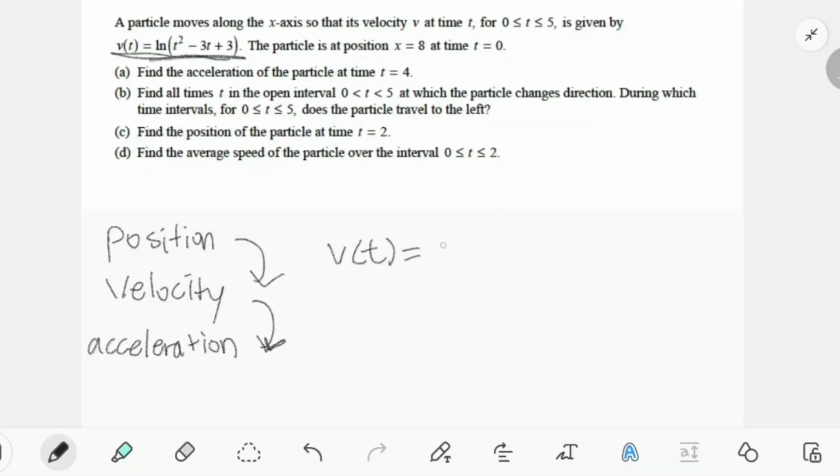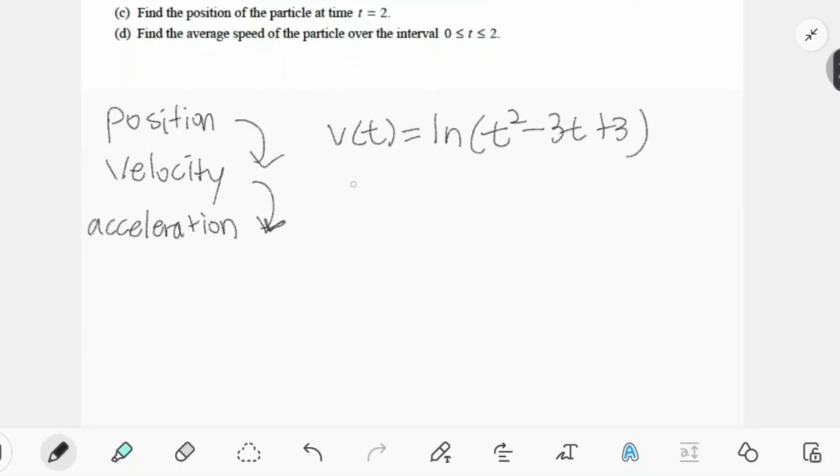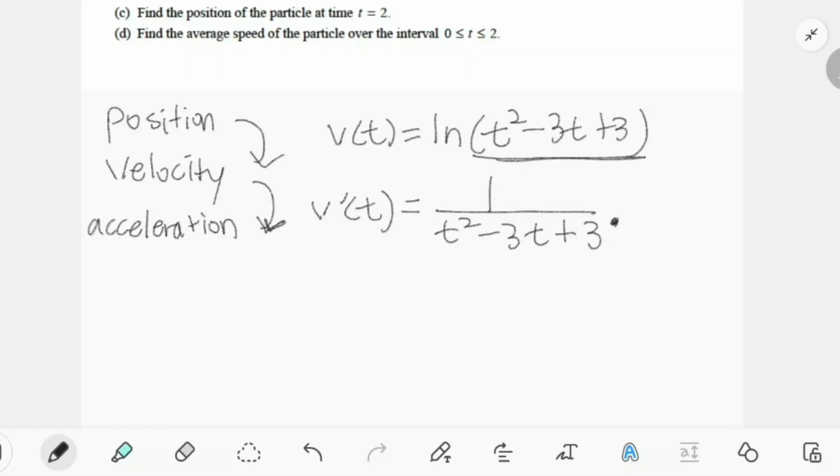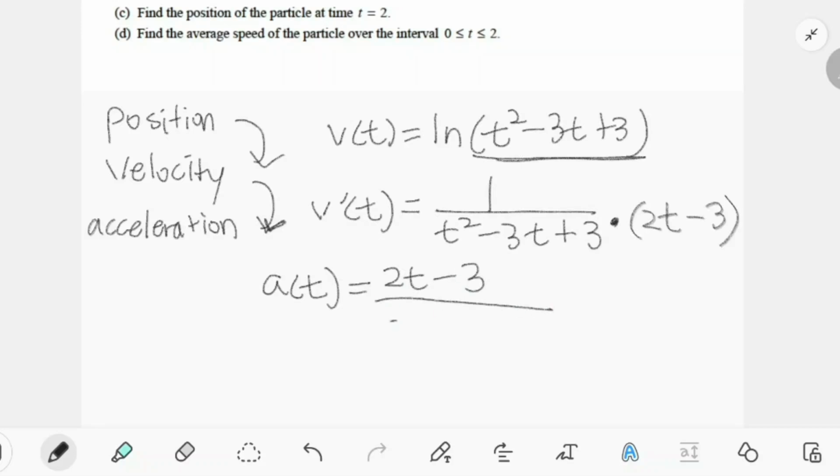So if v of t is the natural log of t squared minus 3t plus 3, v prime t is 1 over t squared minus 3t plus 3 times, and then we multiply the derivative of this, so 2t minus 3. Then the acceleration function, or v prime t, is 2t minus 3 over t squared minus 3t plus 3.